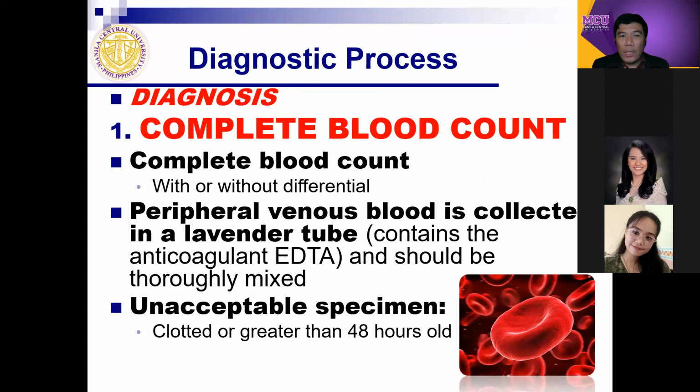Sir, what is with and without differential count? Without differential count, it may just only identify results of RBC, hemoglobin, hematocrit, WBC, and platelet.